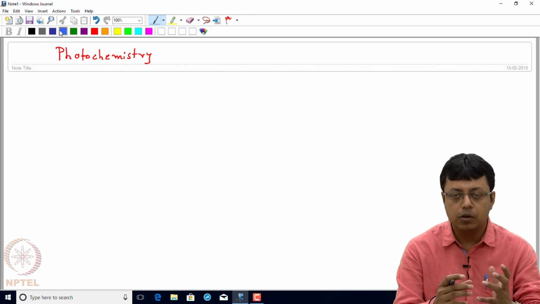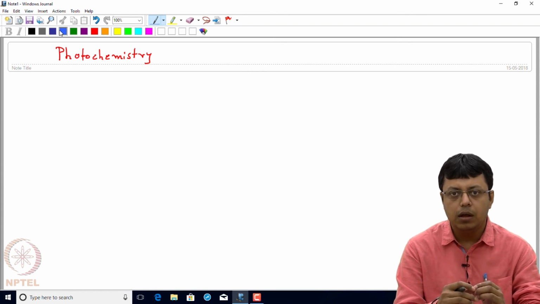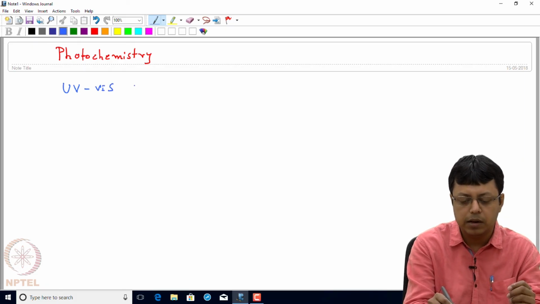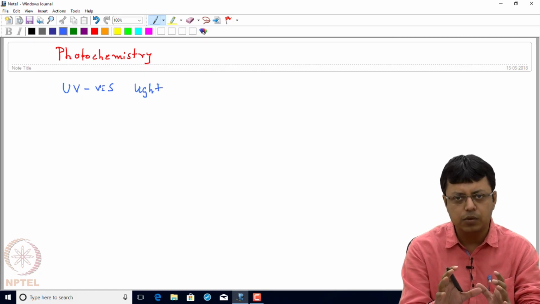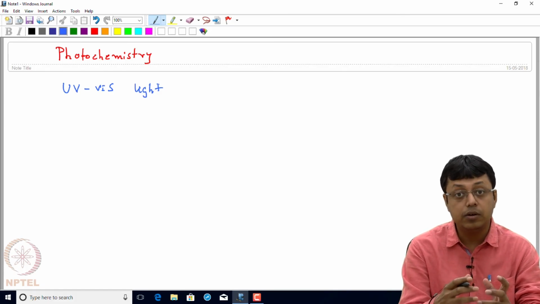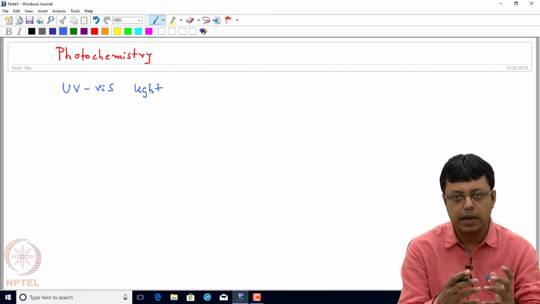Now, when you talk about photochemistry, I usually refer to photochemistry that happens in the ultraviolet and visible range. So we are calling it photochemistry by ultraviolet and visible light. There can be infrared photochemistry. We'll come back to it at the very end. UV and visible means the electronic states of the molecules get excited, and many processes happen, and we'll review those processes one by one.